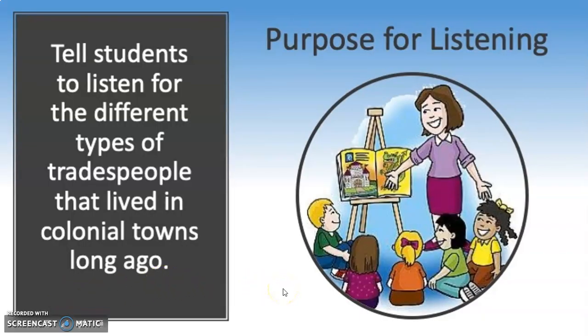The purpose of listening for today's lesson is to listen for the different types of tradespeople that lived in colonial towns a long time ago. In lesson 1, we ended with the discussion of how people during that time went to town to trade their goods for things that maybe would take too long to make. So they went to town and would get new things to bring home to save time.